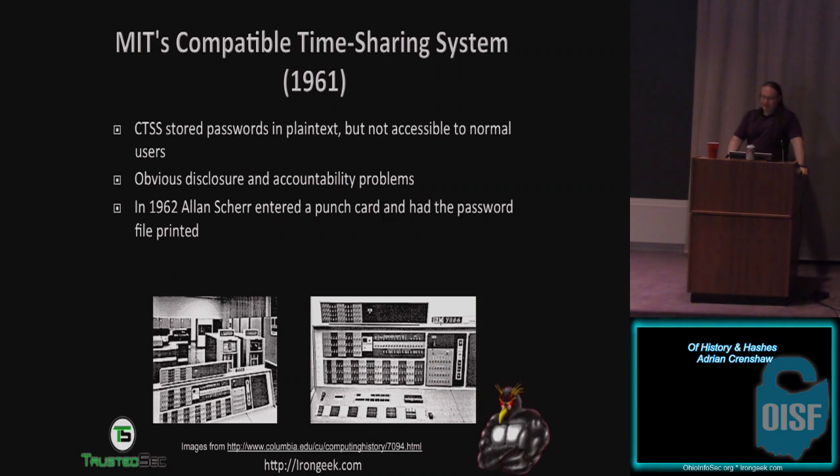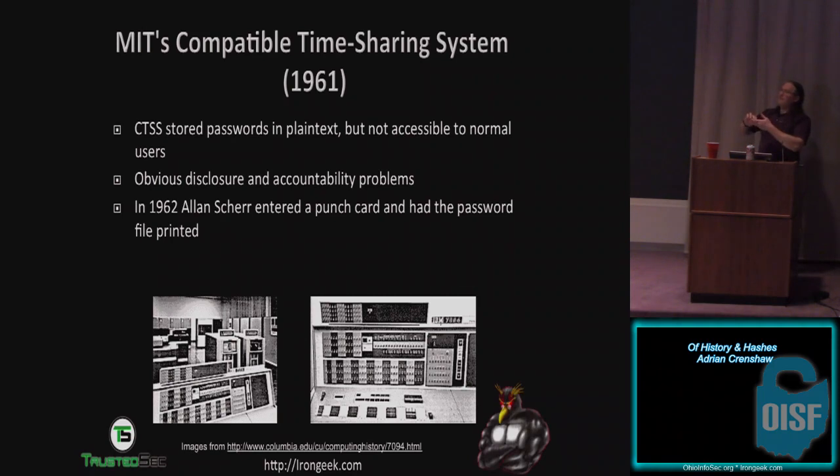But there were other problems with this. Remember I said the passwords were in plain text? So, in 1962, Allan Scherr entered a punch card and had the entire password file printed out for him, because he was upset that he didn't have enough shared time on the system. So his solution: make out this punch card, and apparently whatever I was reading, the punch cards must have had the equivalent of system-level privileges today.